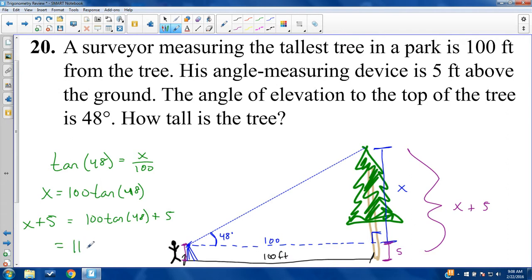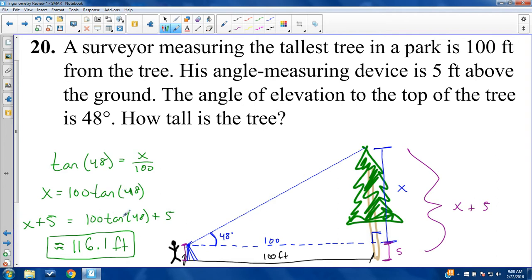And you get 116.06. It's about 116.1. Now the question was how tall is it? The answer is in feet. It did not ask how much to round it to. I'll go with that. This would be an exact answer. How tall is the tree? Oh, it's 100 times tangent of 48 plus 5 feet. You know, normal stuff. Yeah, that doesn't sound normal.